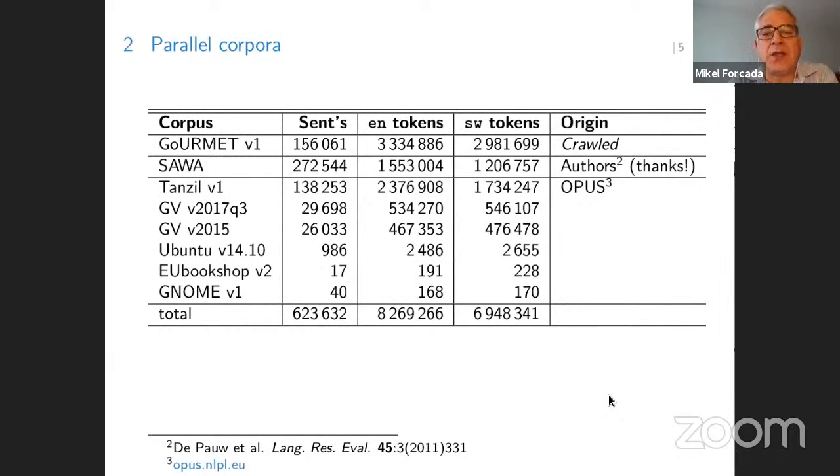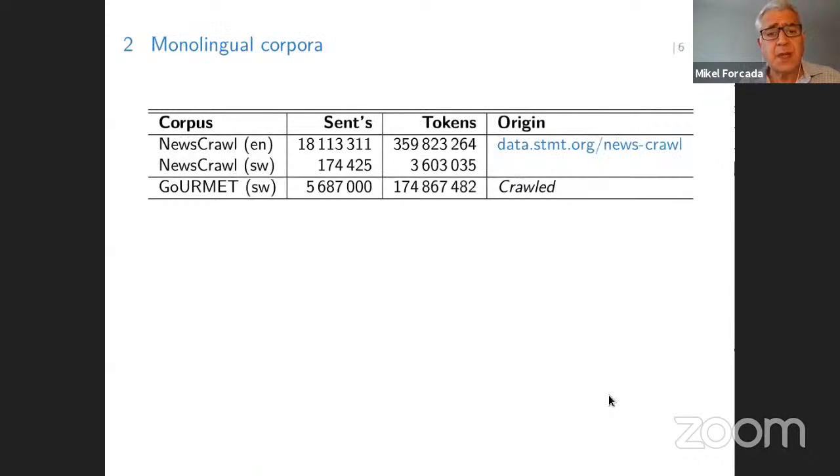These are the parallel corpora we used in the study. In addition to using the corpora that were available on Opus at the time of the study, which was about 10 months ago, we also added, we're lucky to have access to the SAWA corpus, thanks to the authors of the corpus. And we also collected our own corpus, Gourmet version 1, which I will explain a little bit later, by crawling the web.